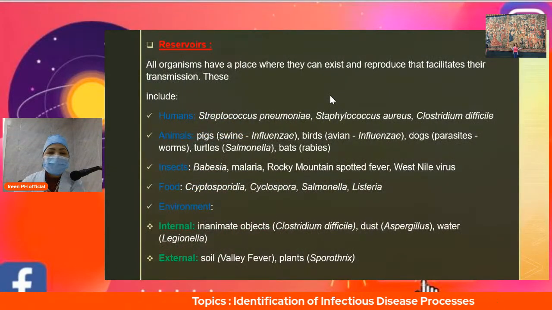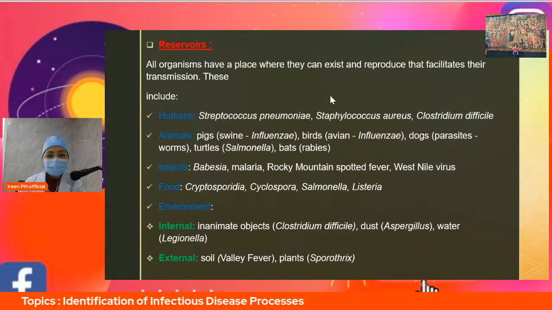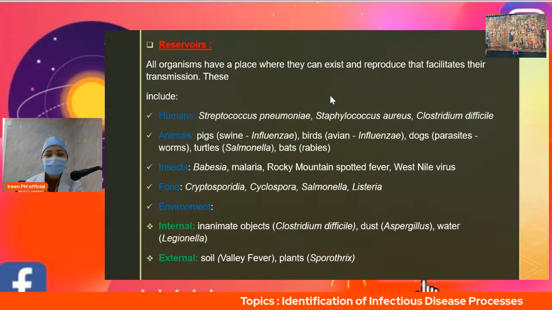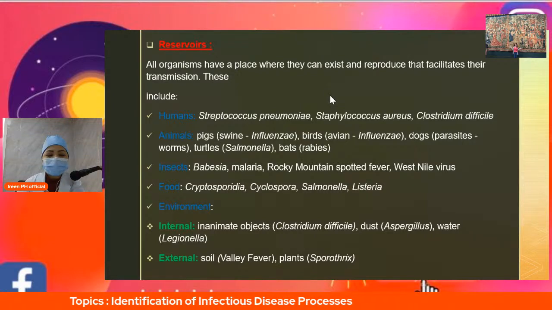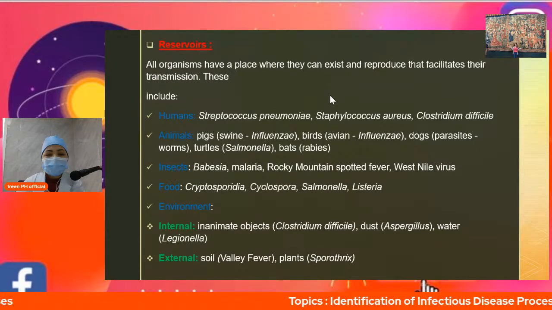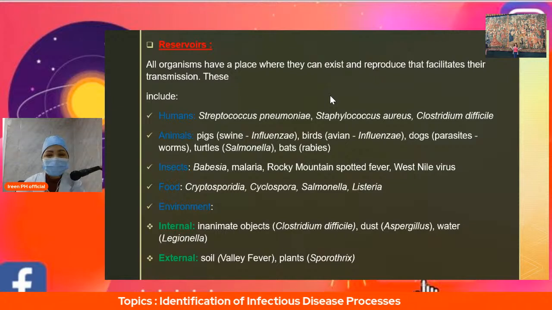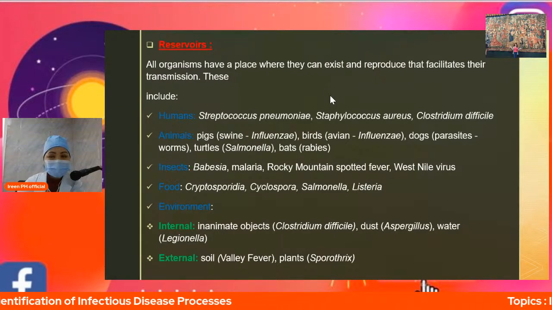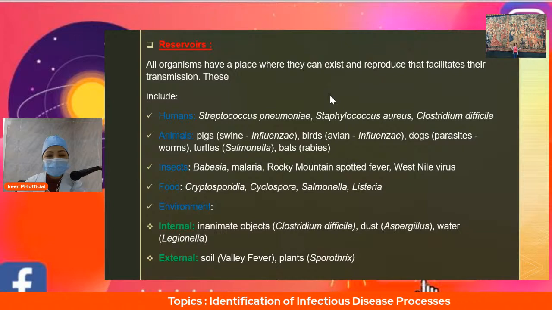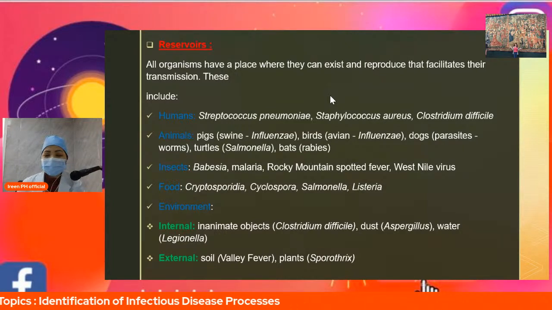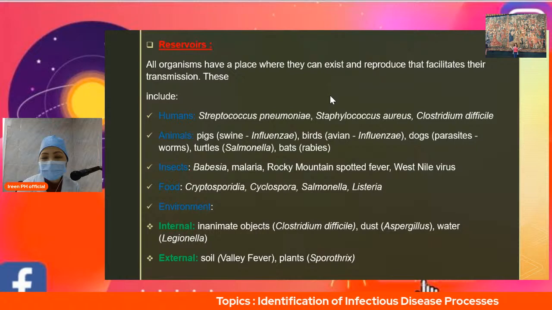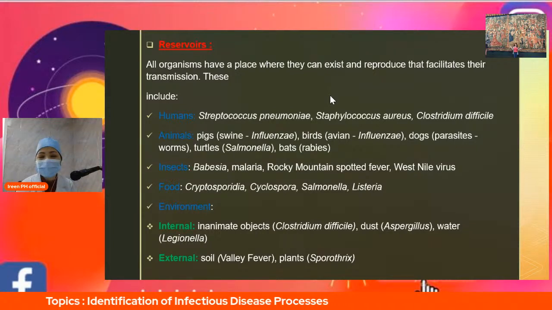Next, the reservoir. All organisms have a place where they can exist and reproduce that facilitates their transmission. This includes human, animals, insects, food, environment. This includes humans. Within humans, the Streptococcus pneumoniae, Staphylococcus aureus, and CD, which is Clostridium difficile. This also includes your multidrug resistant organisms, MDRO.